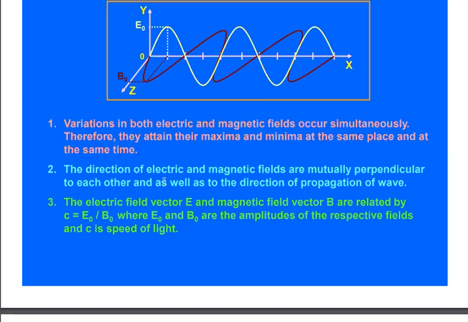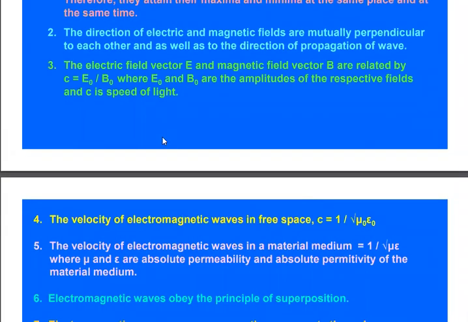So here the directions of the electric and magnetic fields are mutually perpendicular to each other, as well as to the direction of propagation of the wave. Electric field vectors and magnetic field vectors are related to each other.